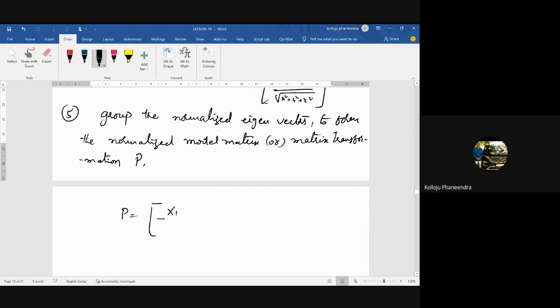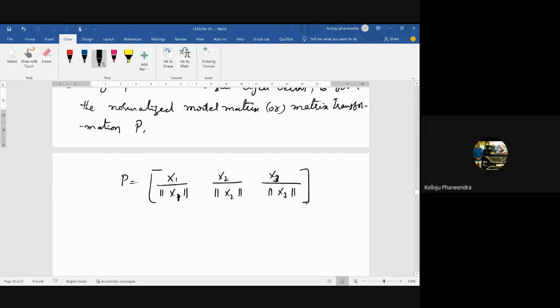Generally we consider, as I told you already, a 3 by 3 matrix with columns x1 by norm x1, x2 by norm x2, x3 by norm x3. Now after normalizing, this matrix P is an orthogonal matrix. That is, P inverse is nothing but P transpose.